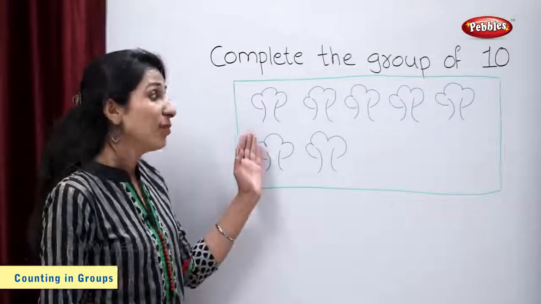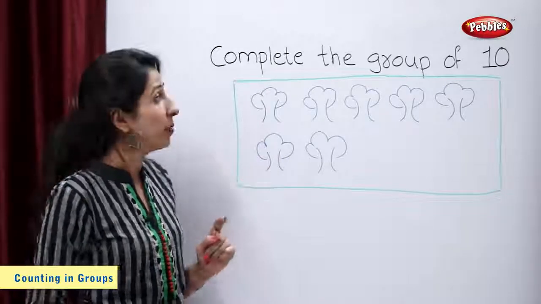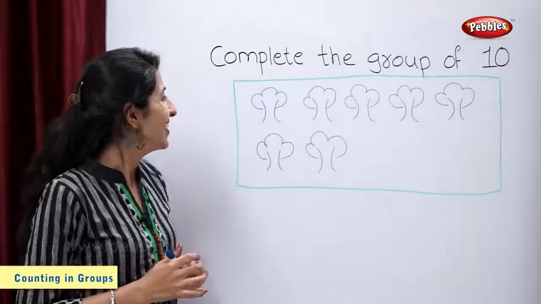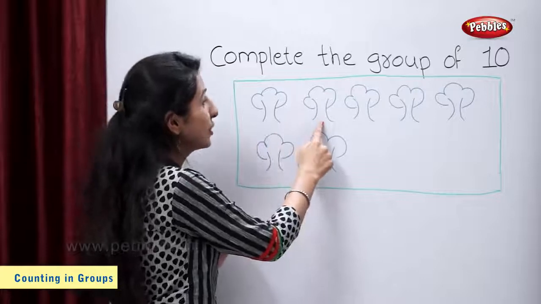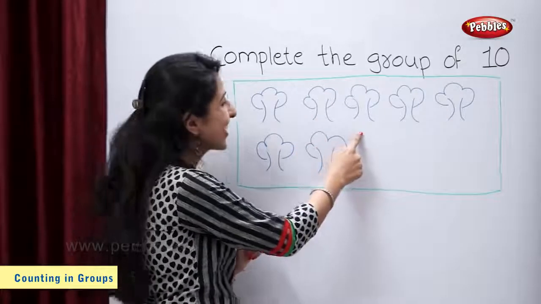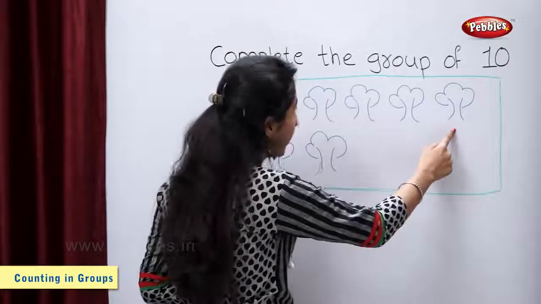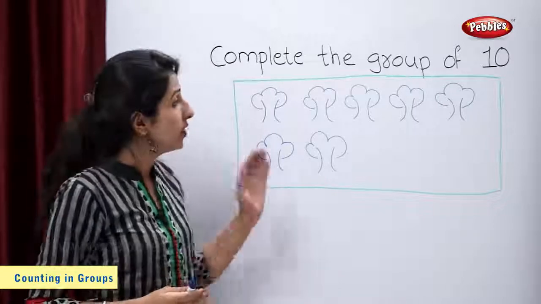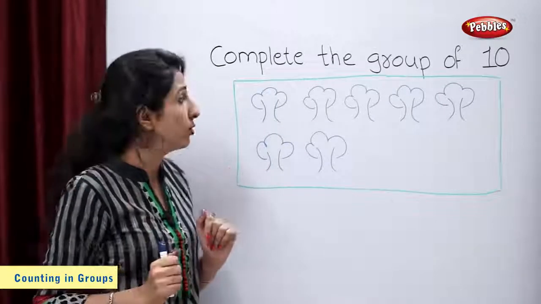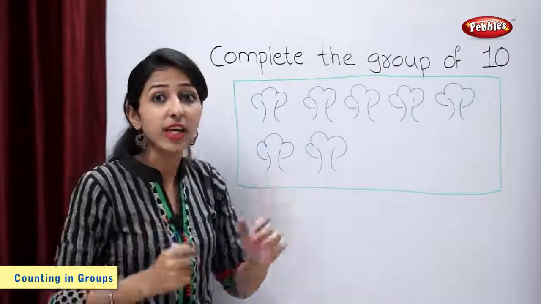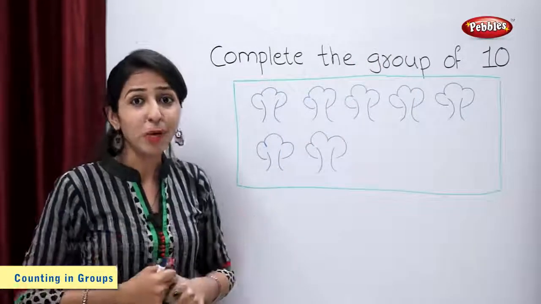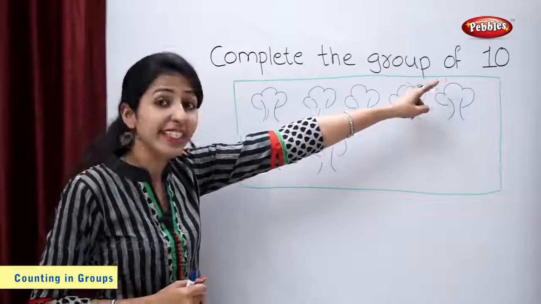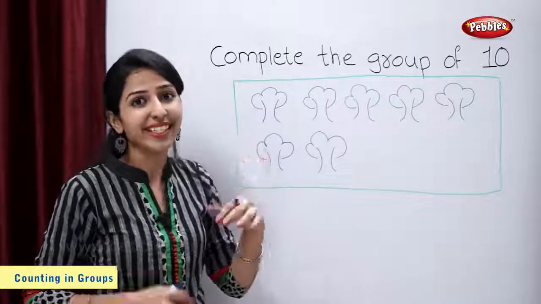There are some trees on the board. We have to complete the group of 10. So let's count number of trees. 1, 2, 3, 4, 5, 6 and 7. So we have 7 trees on the board and we have to complete group of 10. So tell me students, how many more trees are required? We have 7. We need 10. So 3 more trees are required.